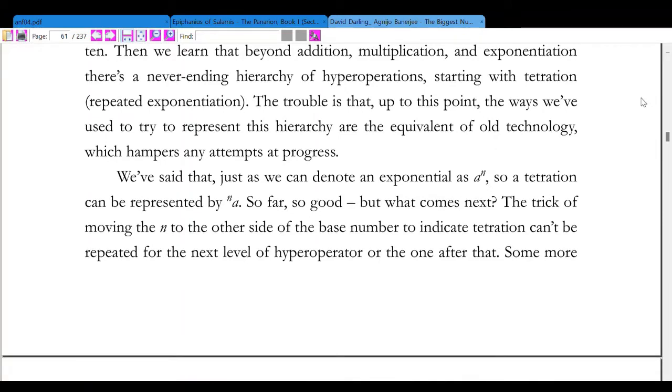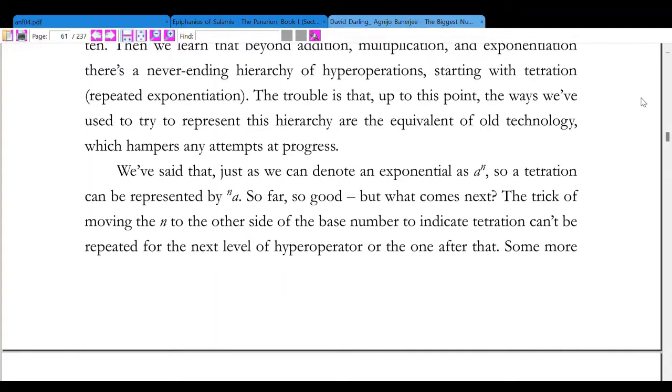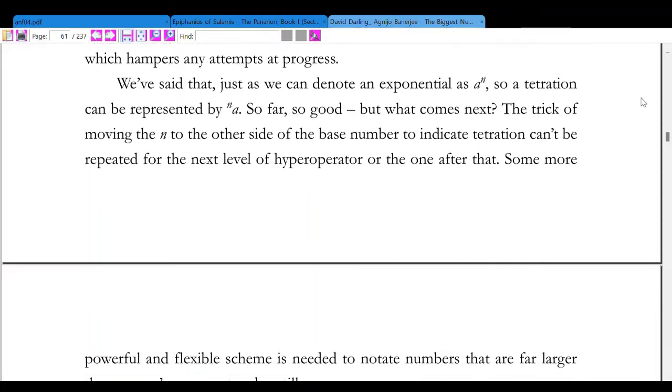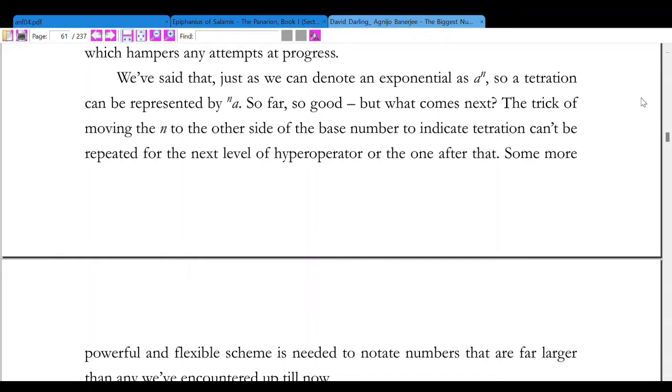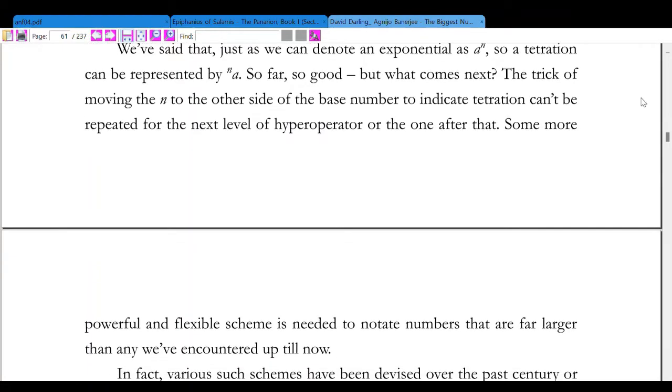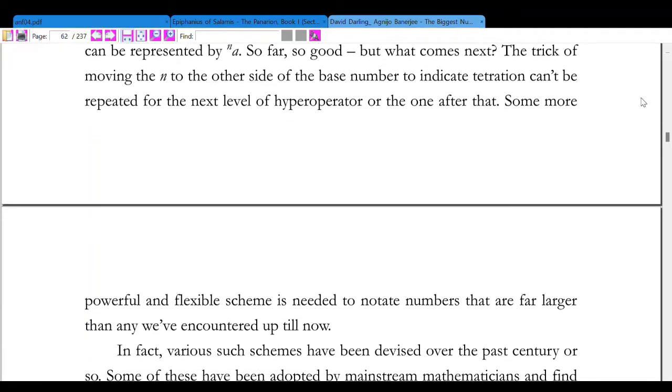The trouble is that up to this point, the ways we've used to try to represent this hierarchy are the equivalent of old technology, which hampers any attempts at progress. We've said that just as we can denote an exponential as a to the n, so a tetration can be represented by a superscripted n. So far, so good. But what comes next? The trick of moving the n to the other side of the base number to indicate tetration can be repeated for the next level of hyperoperator or the one after that.